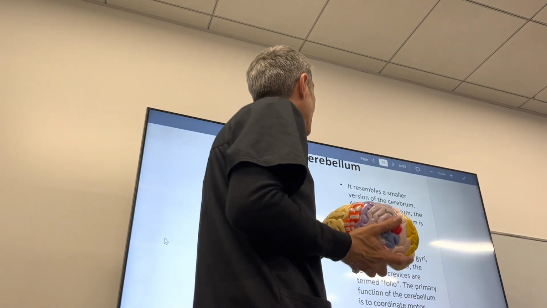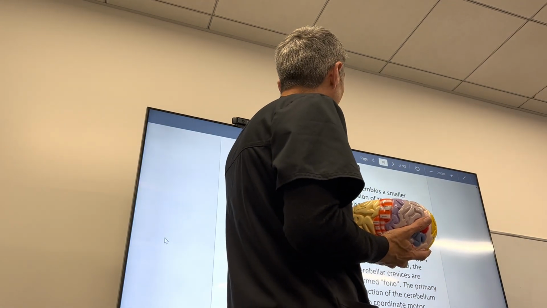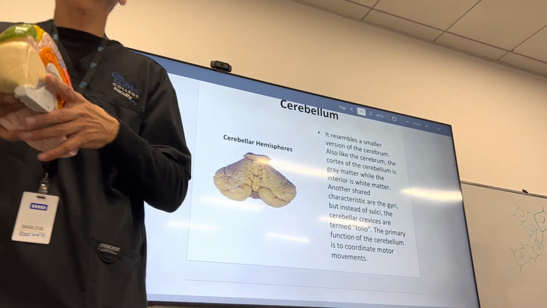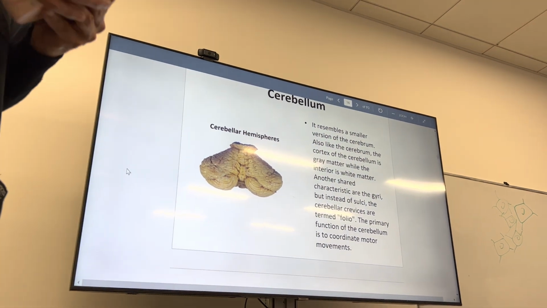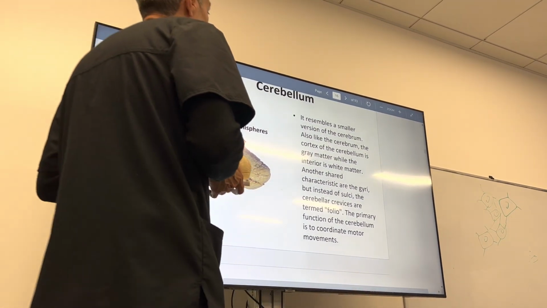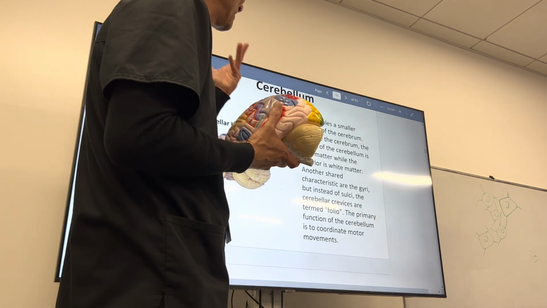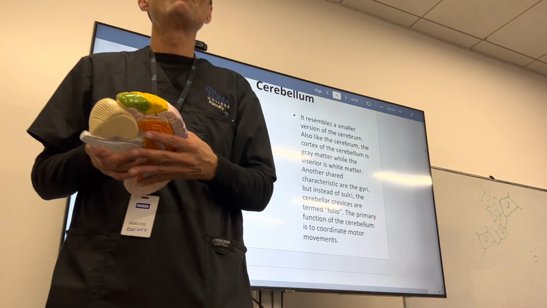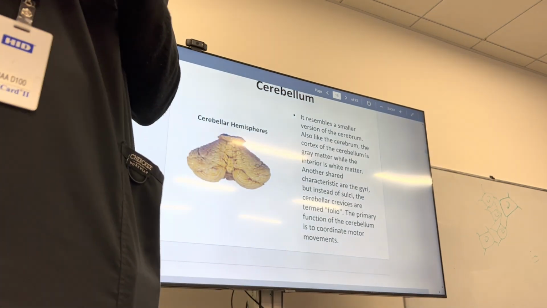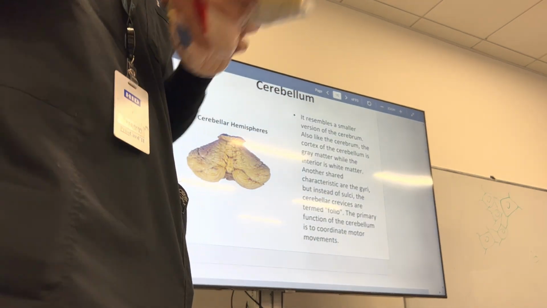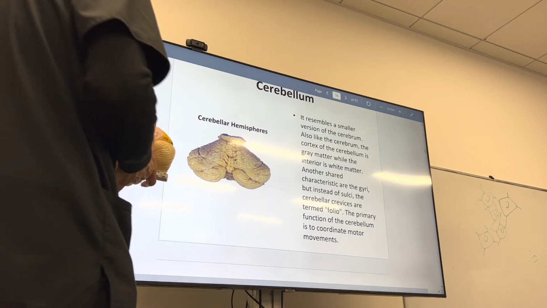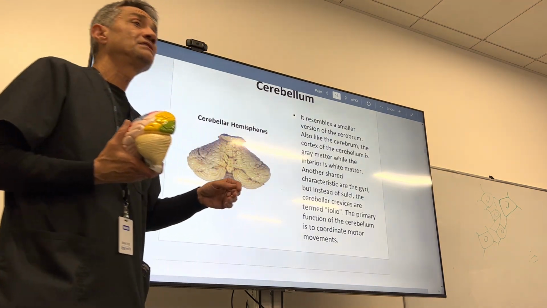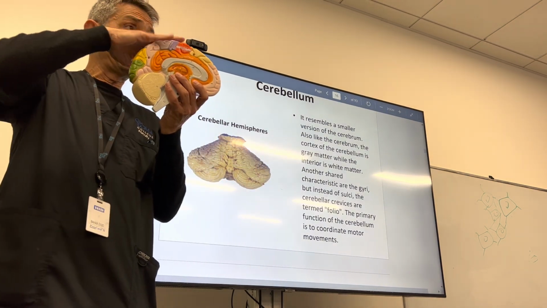They call them, where is that word? Folia? Okay. The folia. Correct? I'm looking for it. There you go. Folia. That means folding. You can see that they are folding. Okay? So it is the same concept also as the cerebrum.